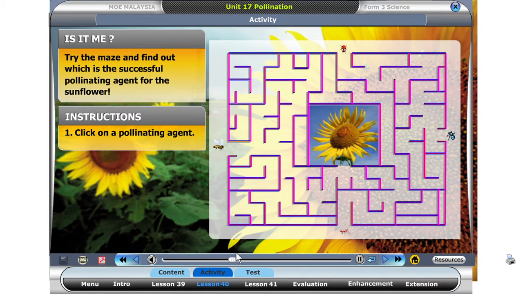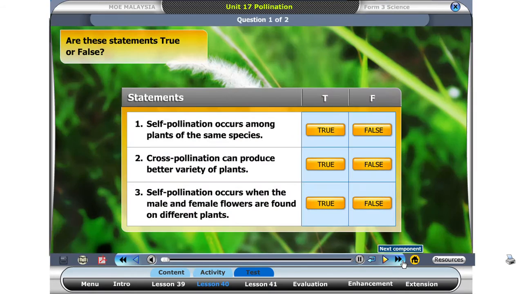Which of these pollinating agents can pollinate the sunflower? Are these statements true or false?